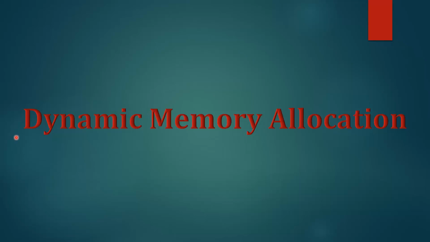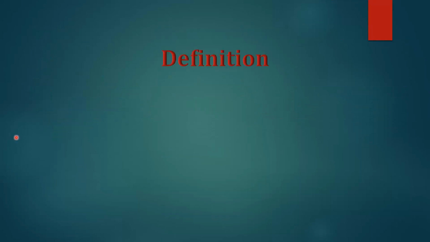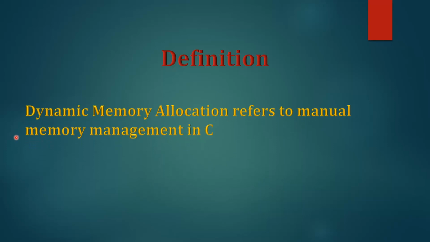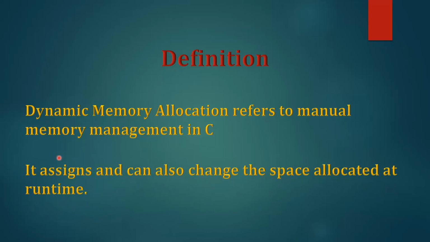In this video, we will talk about dynamic memory allocation and the functions associated with it. So let's start with the definition. What is dynamic memory allocation? Dynamic memory allocation refers to manual memory management in C. We can manage the memory manually. We can have more control over the memory management while we use dynamic memory allocation in C programming. While using dynamic memory allocation, we can assign and we can also change the space or memory allocated at runtime. We can do all this at runtime.